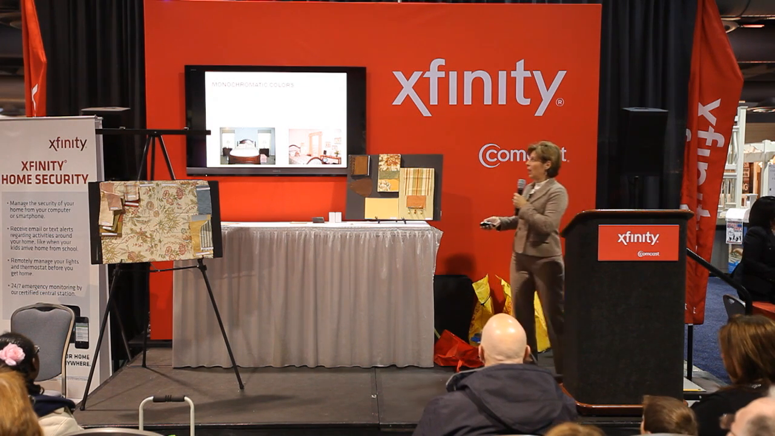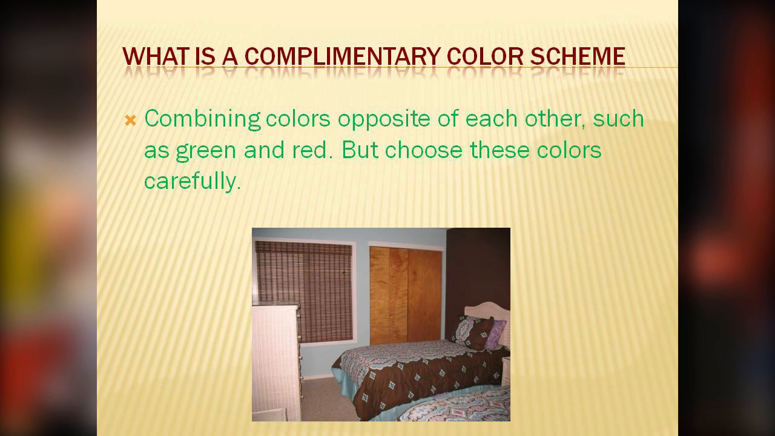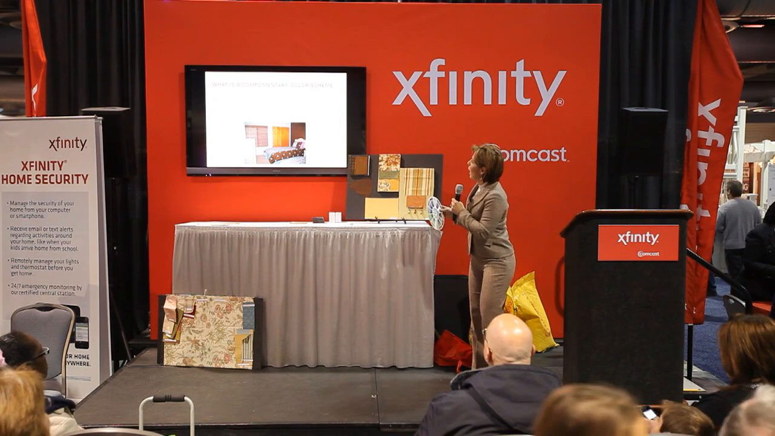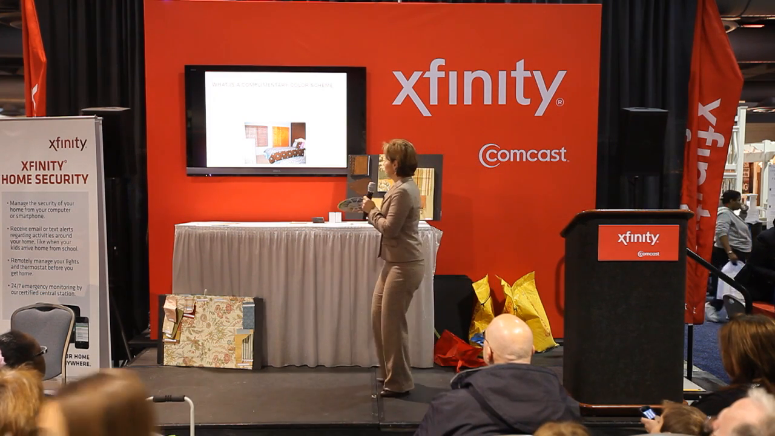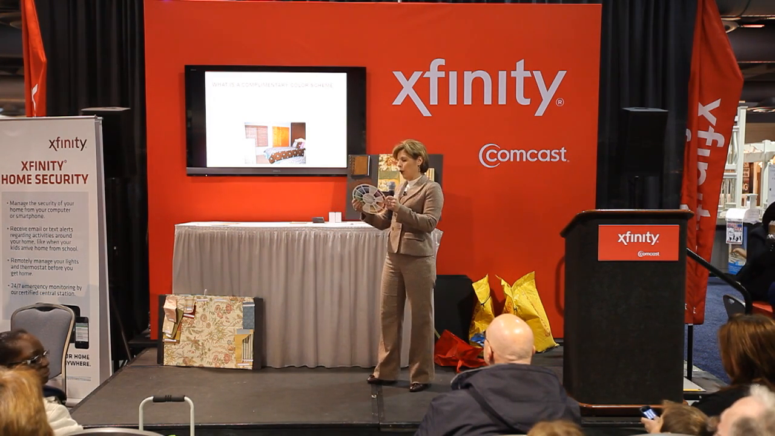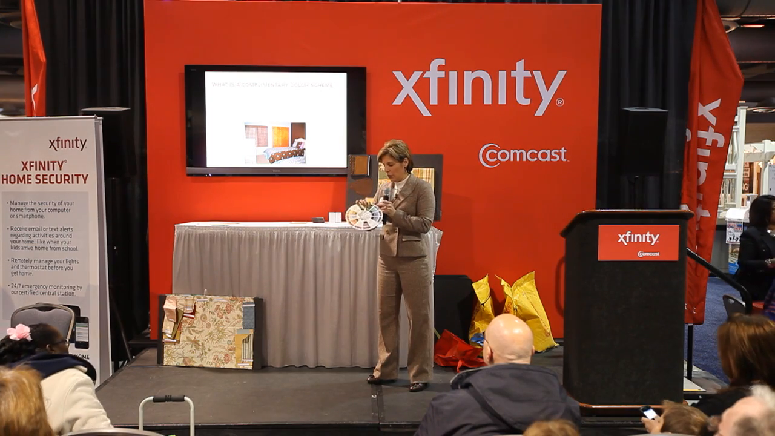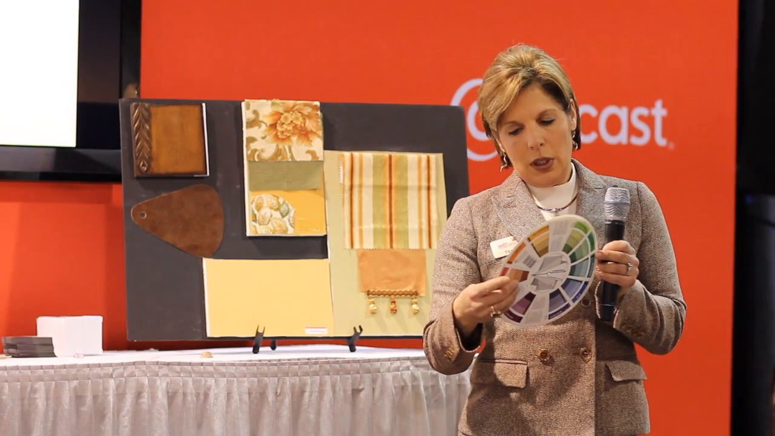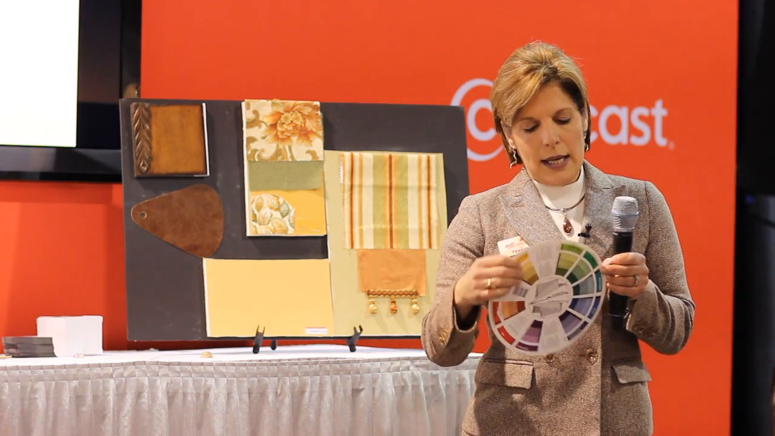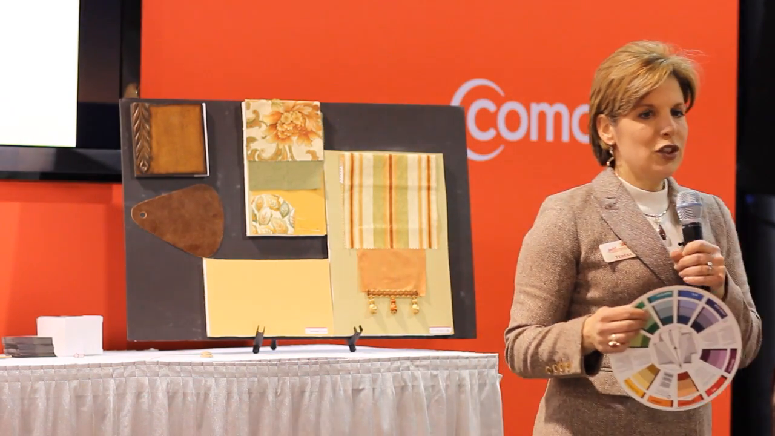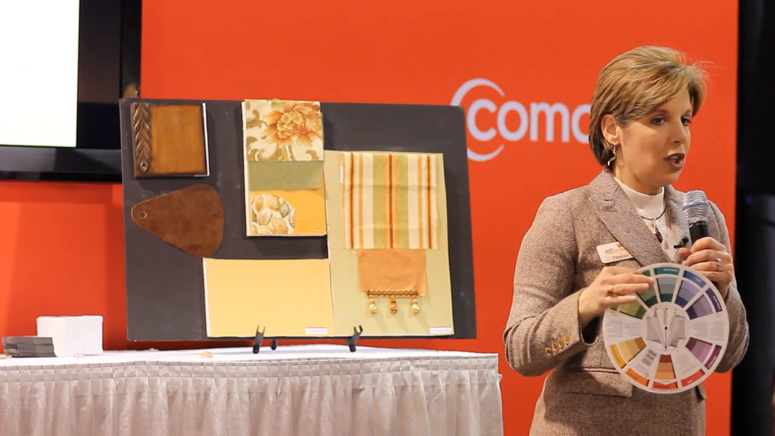What is considered a complementary color scheme? Well, that is combining colors opposite of each other, such as red and green, but choose these colors carefully. Complementary colors. If you took the blue and orange, I'm going to show you in a minute how you do this. You took blue and orange. What color do you think you're going to get? When you take blue and orange, what color do you think you're going to get? It's a darker color. It's almost a brownish, grayish color.